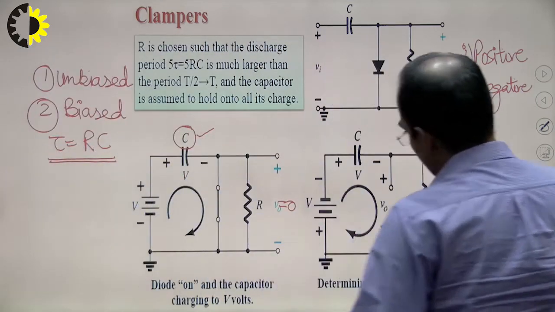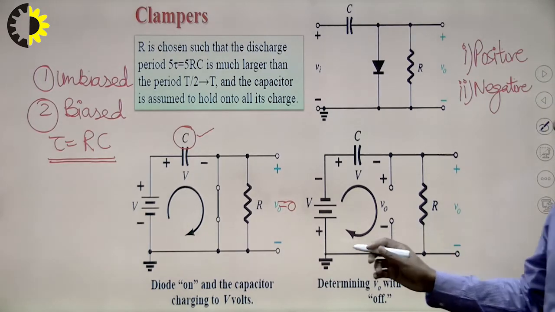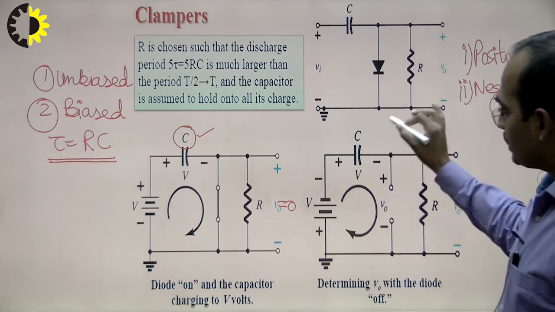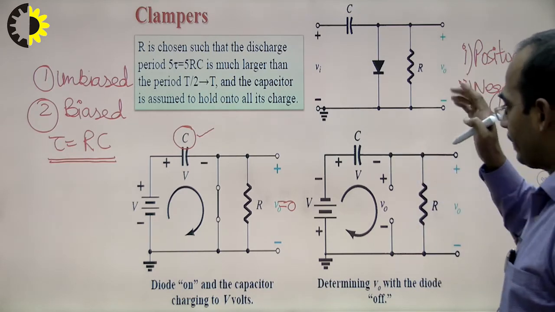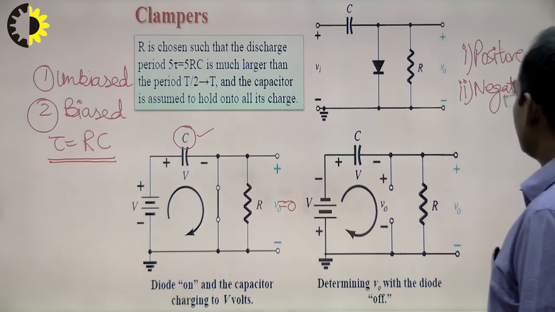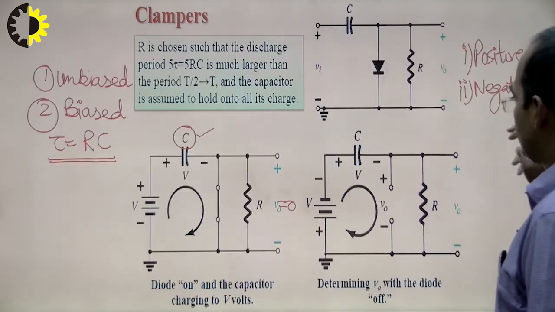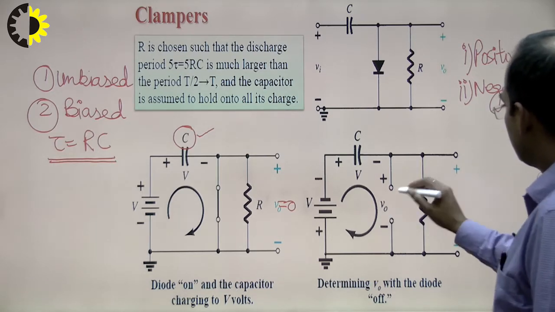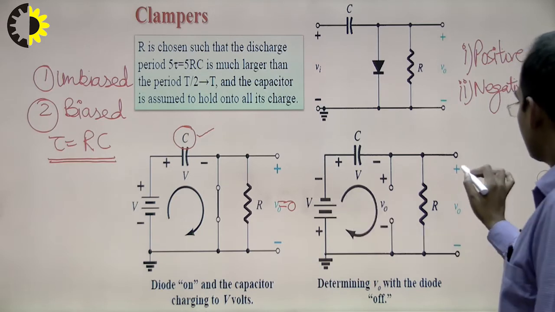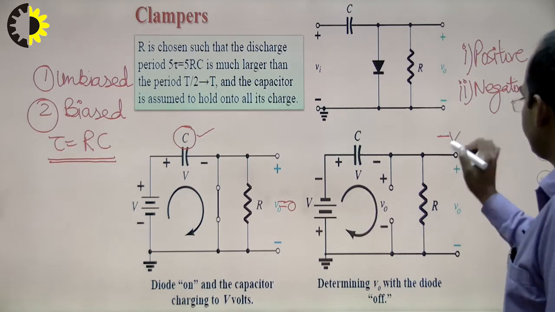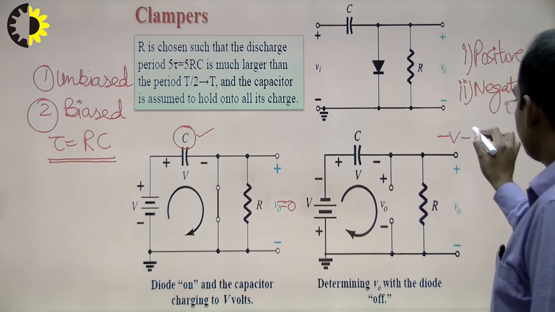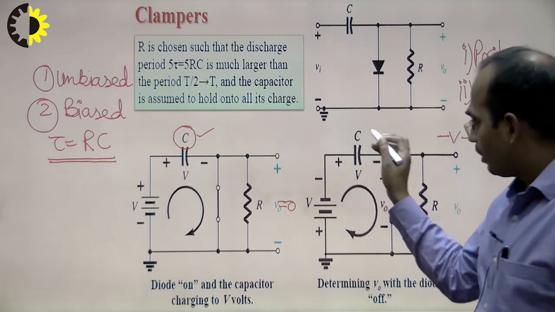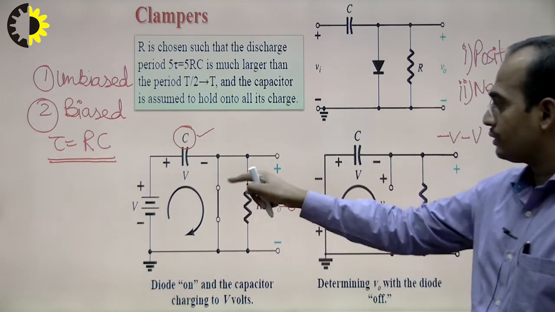Now come to the next half cycle, with the changed polarity of the input. When the diode is reverse bias, this capacitor will work as a battery. So you can get the output by applying KVL. When I apply KVL, I am leaving this negative terminal, so I will write here minus V, because this capacitor is working as a battery. So it will follow the same polarity in which the diode was forward bias.